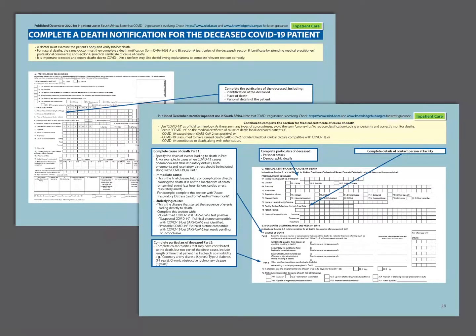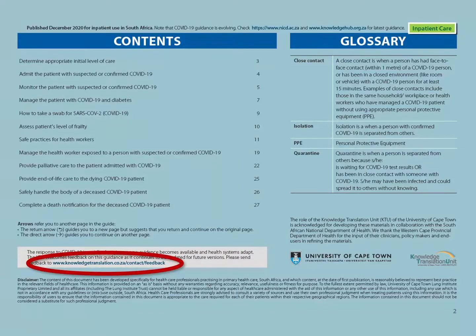The response to COVID-19 is rapidly changing as new evidence becomes available and health systems adapt. The Knowledge Translation Unit welcomes feedback on this guidance as it continues to be updated for future versions. Should you have any feedback, please send this to us by following the link provided on page 2. If you still need to download a copy of this guidance, you can do this on the National Department of Health Knowledge Hub or the Knowledge Translation Unit website.